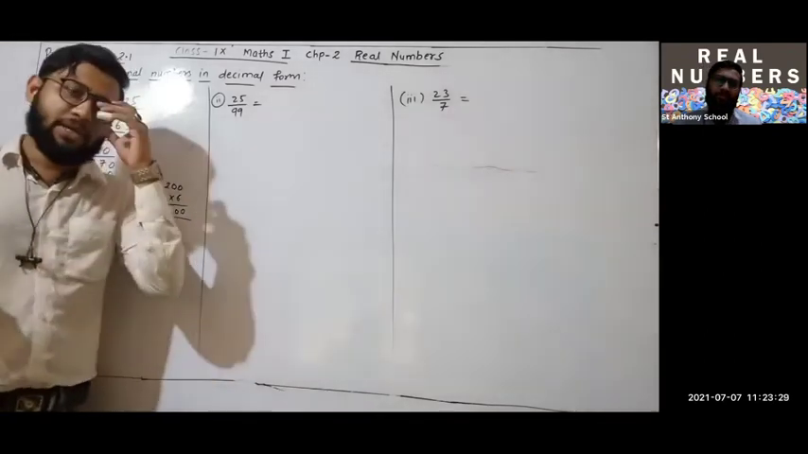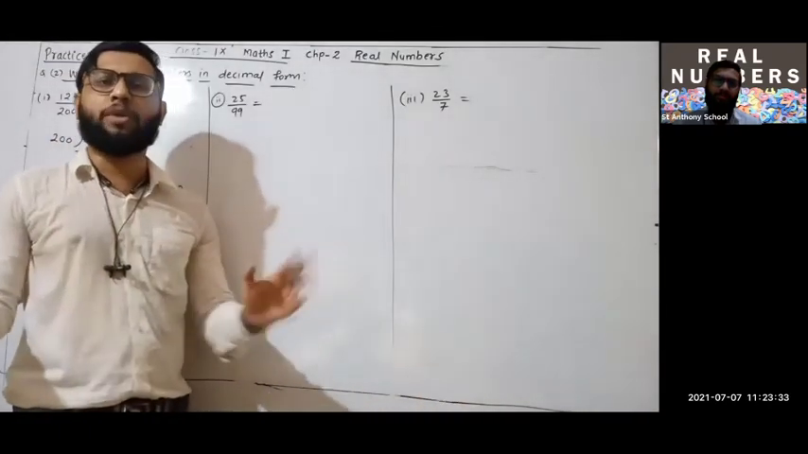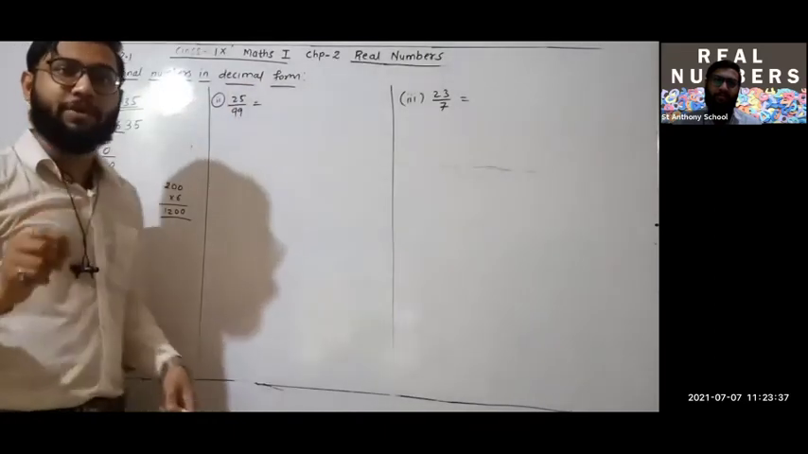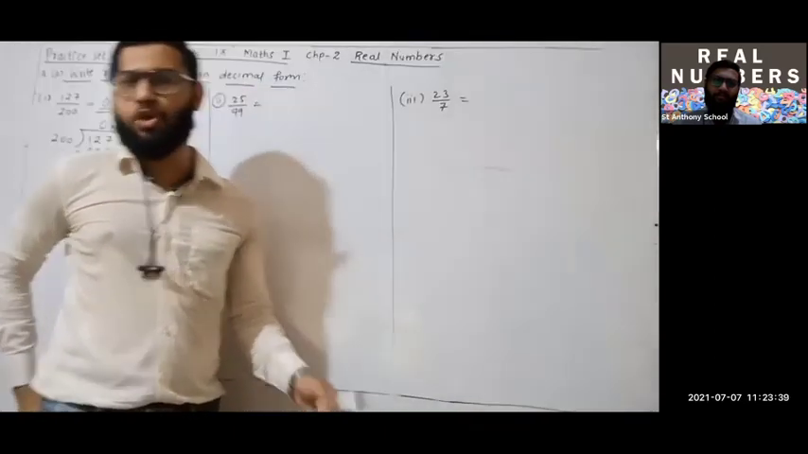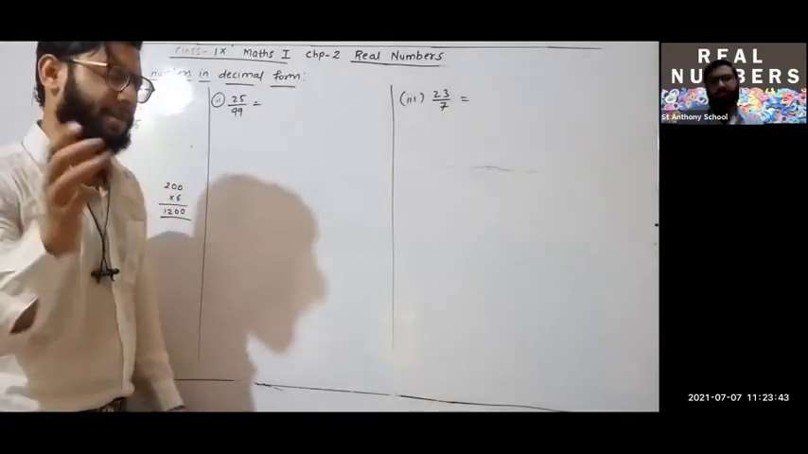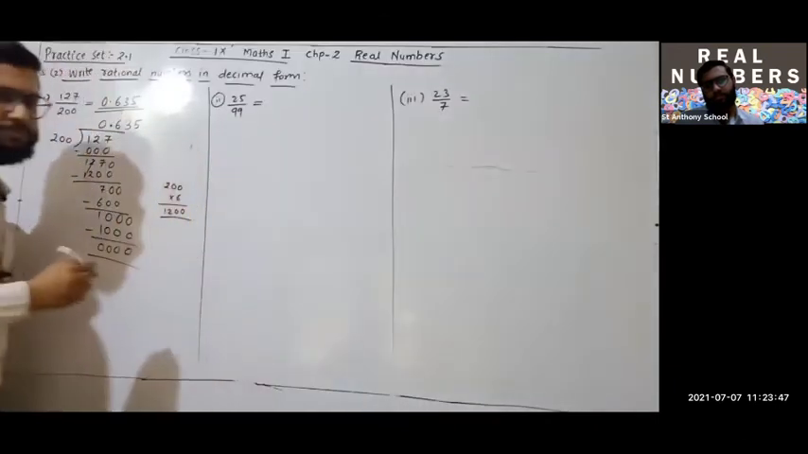Getting my point? Sir, terminating and non-terminating लिखना है क्या? No need to write because they have told only to write the rational number in decimal form. Decimal form मतलब point पे लिखना है आपको. So you have written 0.635. Need to write terminating and non-terminating? No need to write. Okay, we are moving towards the next part.